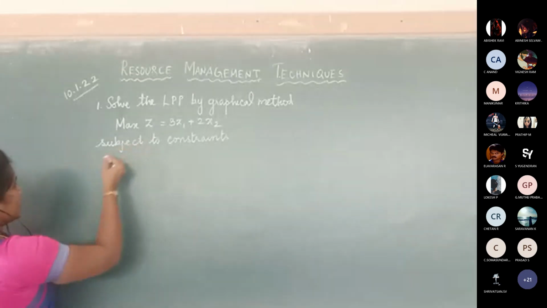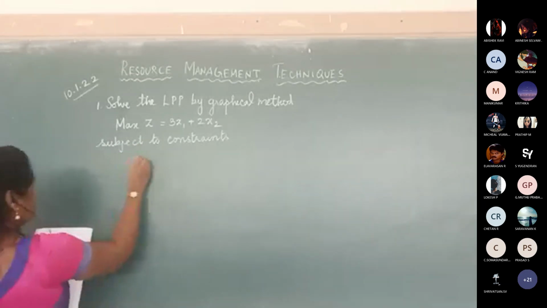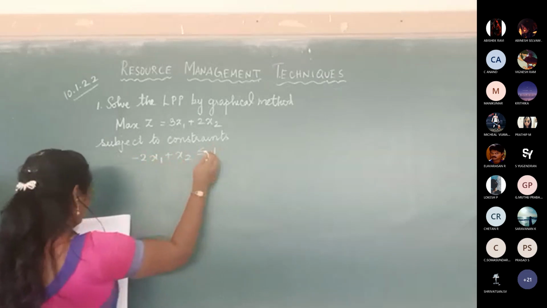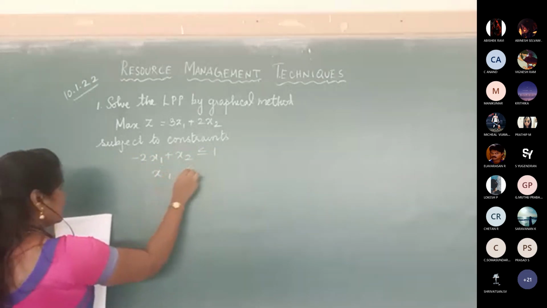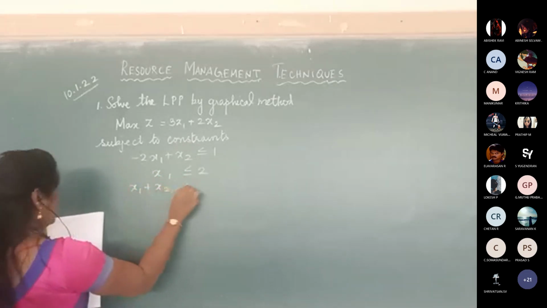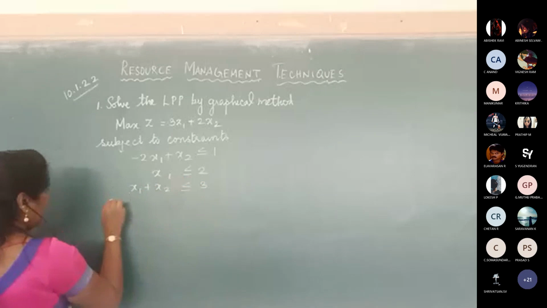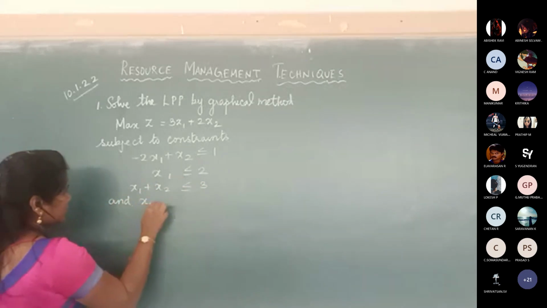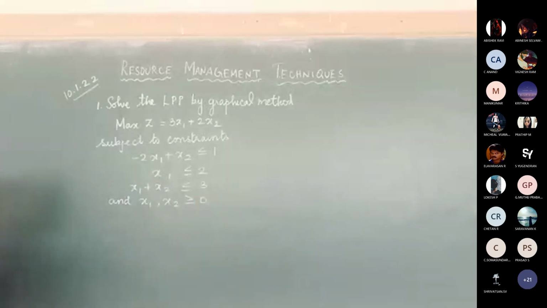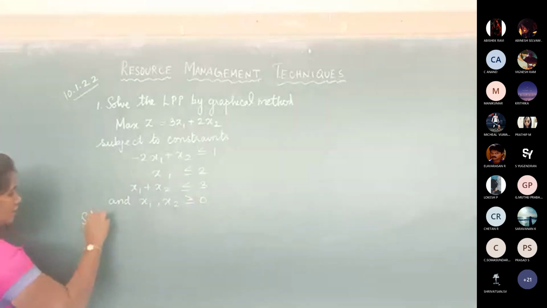So, subject to the constraints, I had given you: minus 2x1 plus x2 less than or equal to 1; x1 is less than or equal to 2; x1 plus x2 is less than or equal to 3. And the negativity restrictions are there: x1, x2 greater than or equal to 0. So this was the question which has been given.